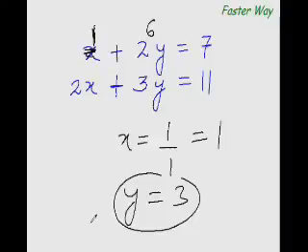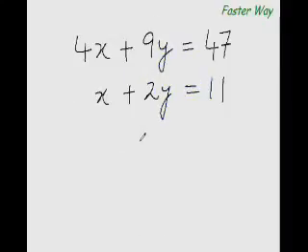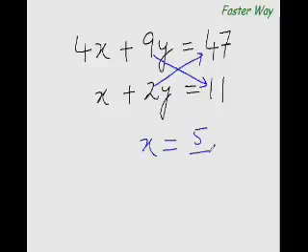Now isn't that easy? In fact, algebra is the easiest branch of mathematics. So x equal to 9 times 11 is 99, and 2 times 47 is 94, and 99 minus 94 is 5. This is the numerator. To find the denominator, 9 times 1 is 9, and 4 times 2 is 8, and 9 minus 8 is 1. So x equal to 5.